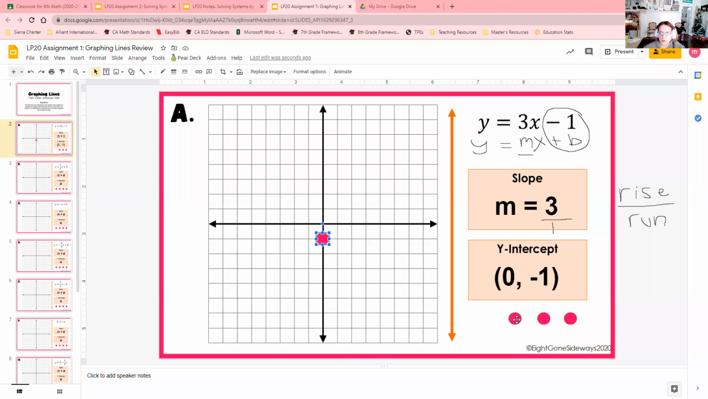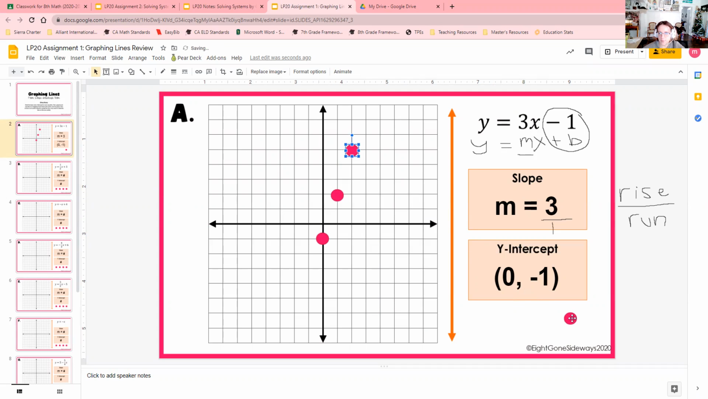Let's grab our next point. Start at the same point you were at. So I'm going to start at my y-intercept, and I'm going to rise 3, 1, 2, 3, and run 1. So I'm going to go over 1. And right there. Then we're going to do it again. From the point you just placed, you're going to go up 3, and over 1. Okay.